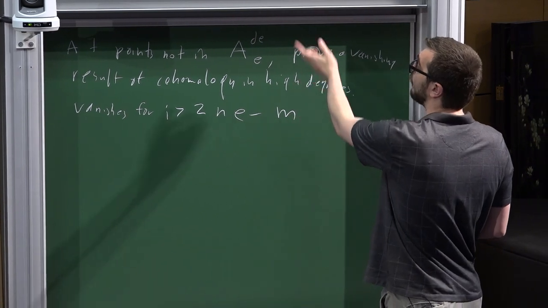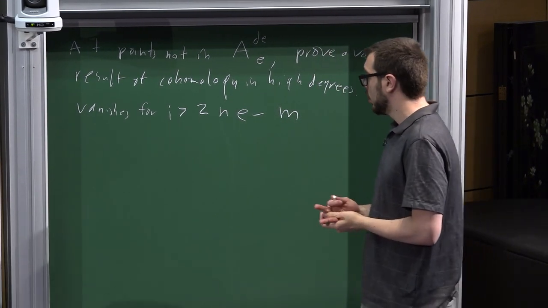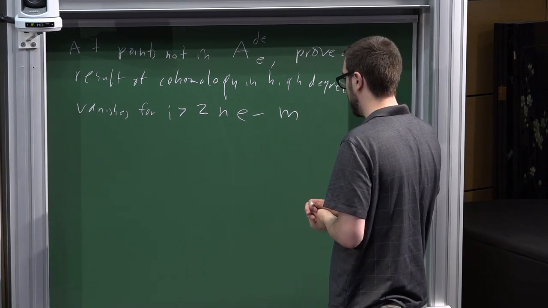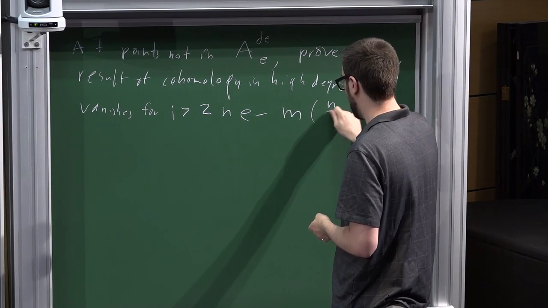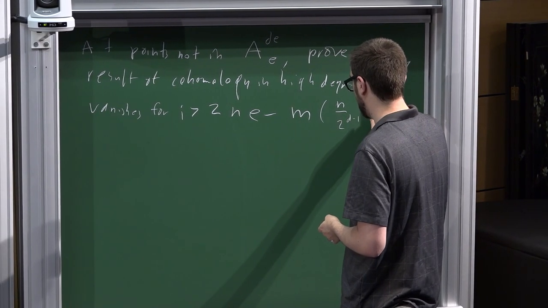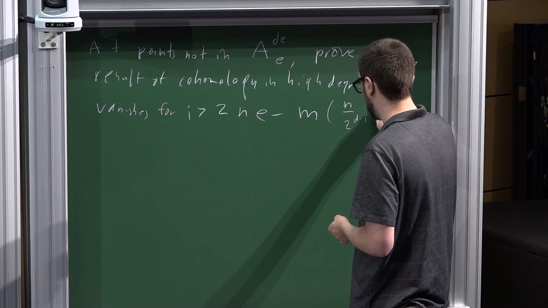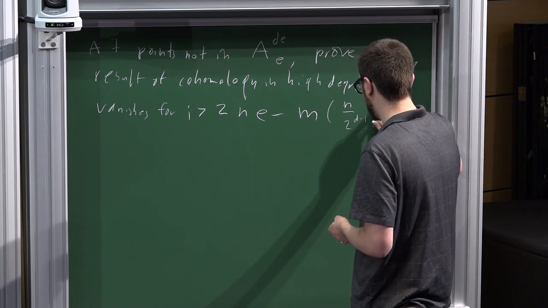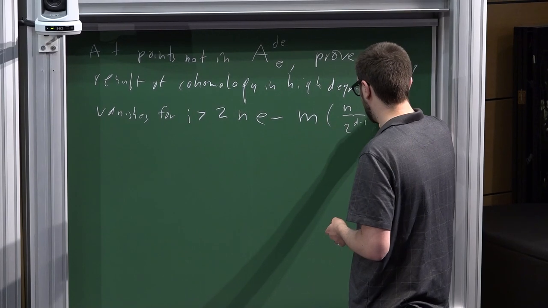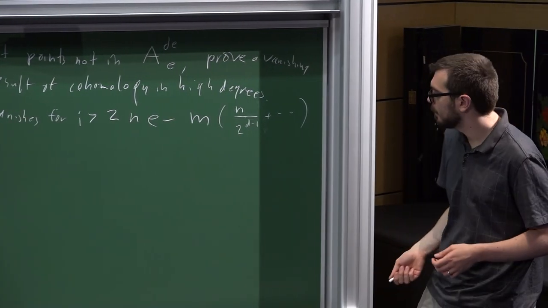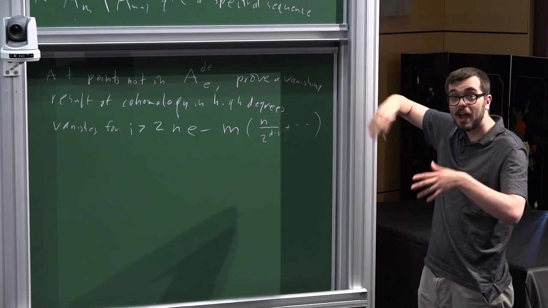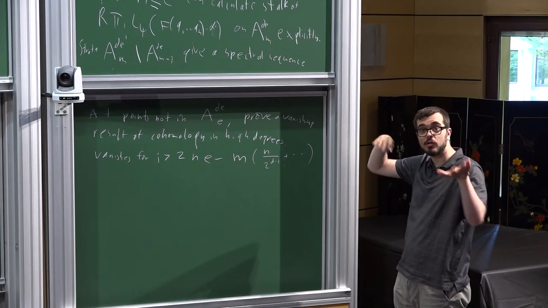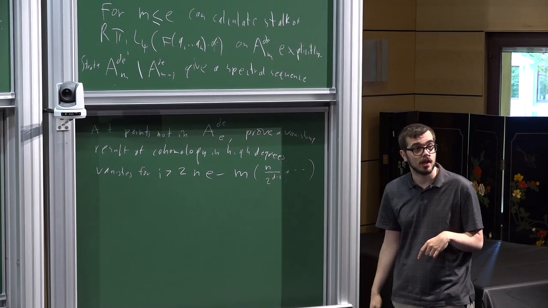So linear in how far in the stratification we are, times, I'm not going to get the constant right, but it's like N over 2 to the D minus 1, plus, yeah, it's some explicit thing like this. So as M grows, the strata get higher and higher dimensional, and the cohomology is appearing in smaller and smaller degrees because our cohomological dimension result is getting better and better.